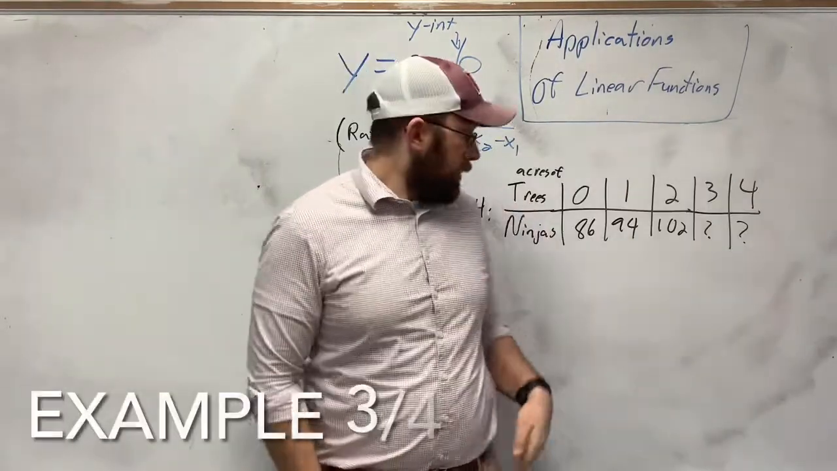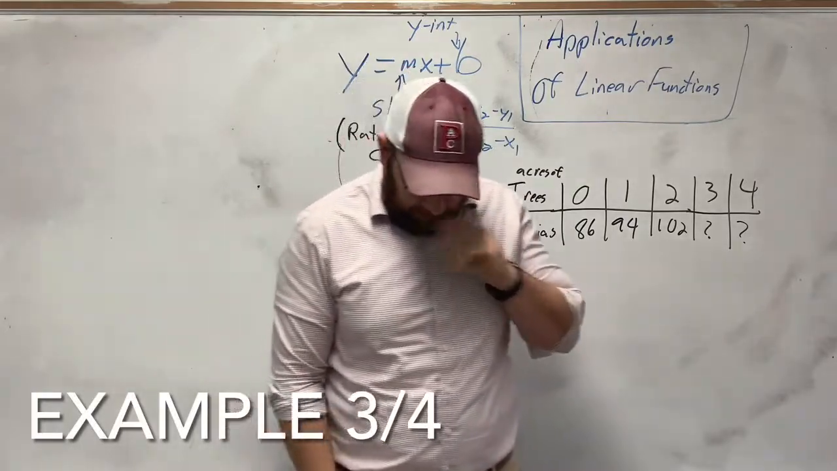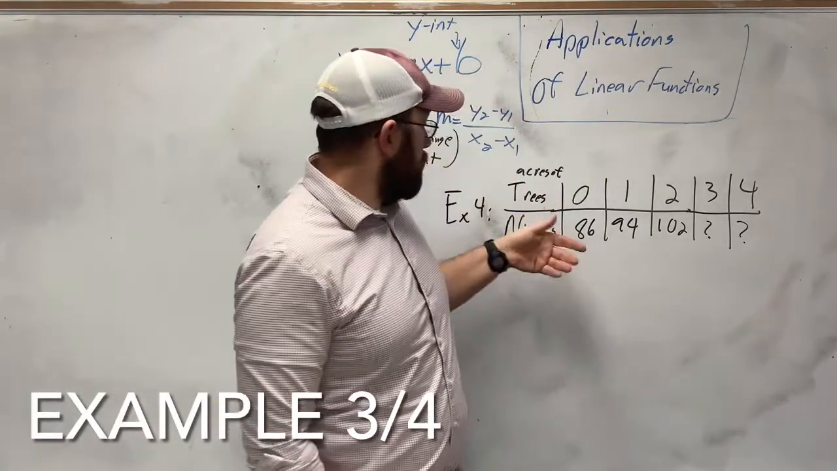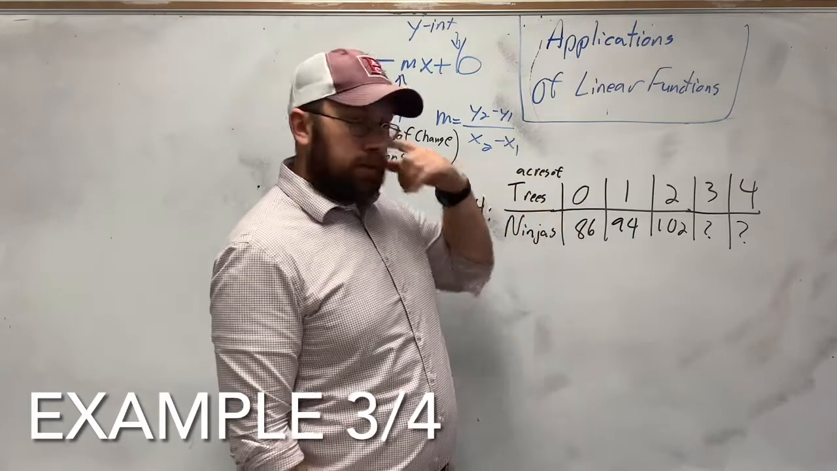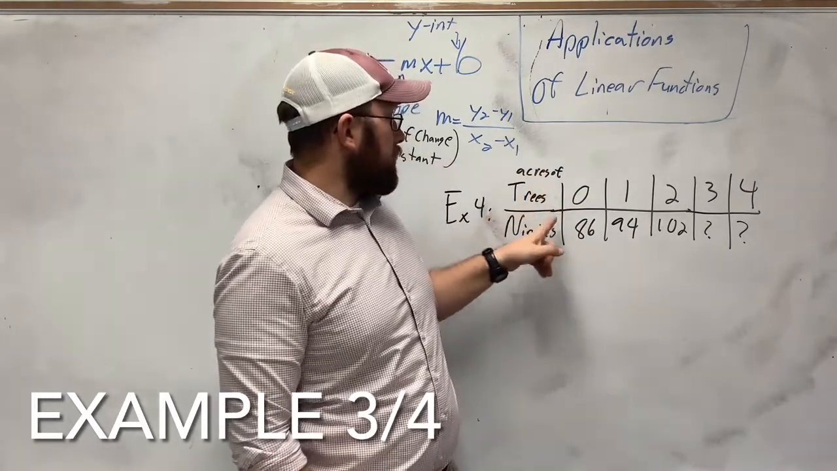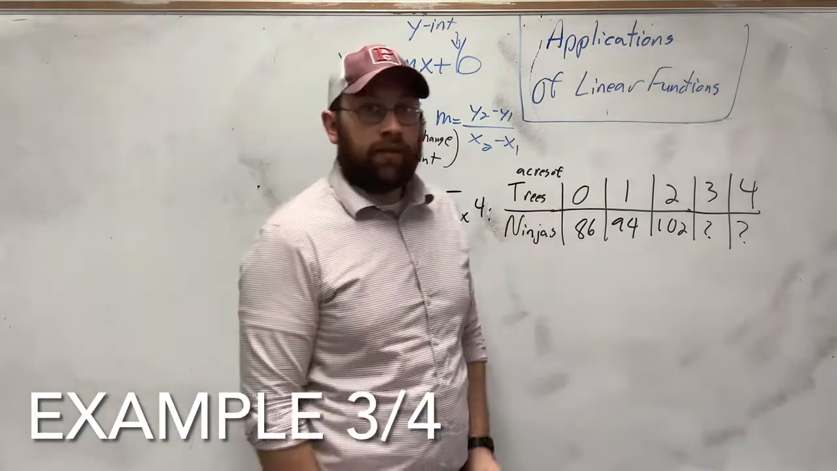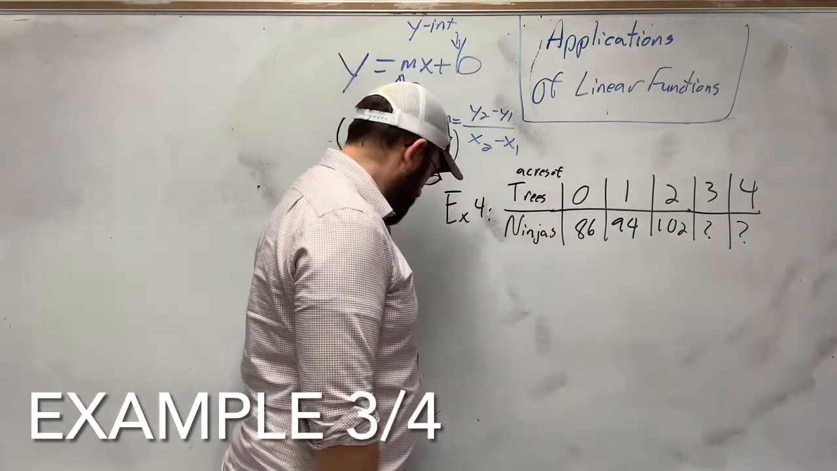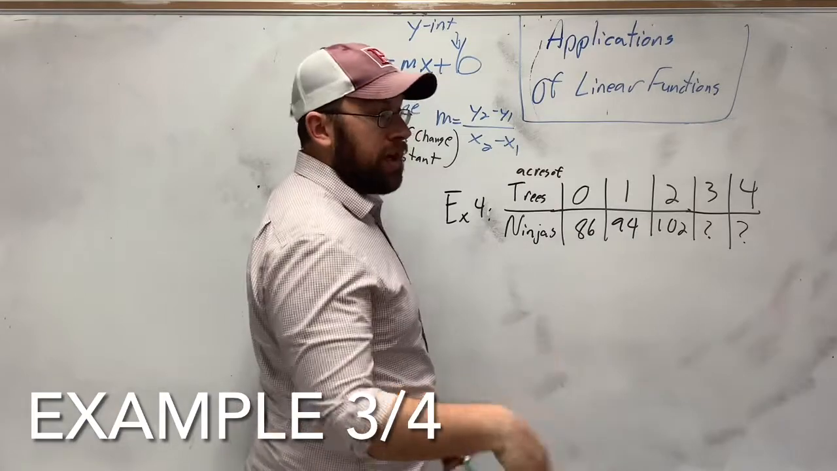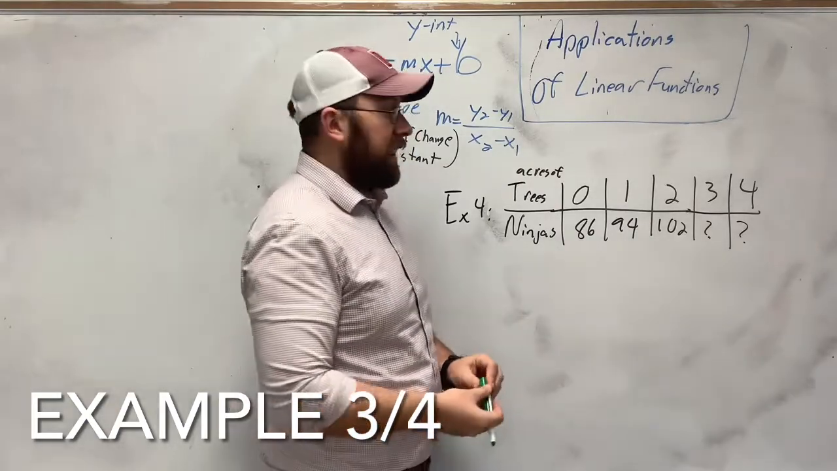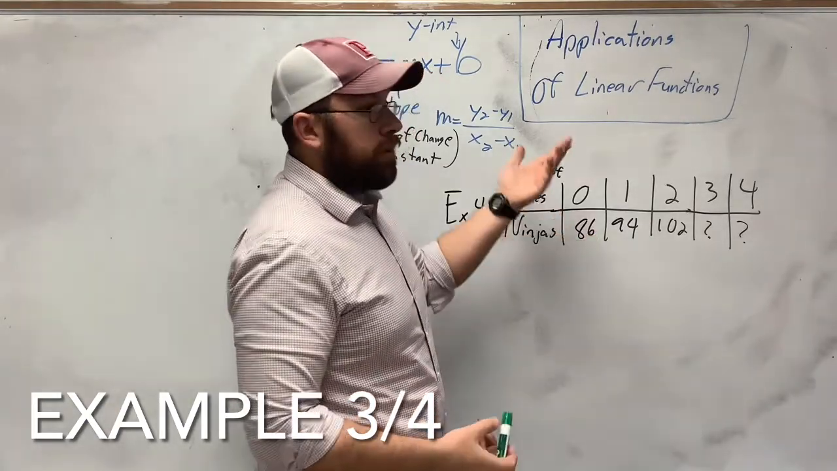All right, here's your example 4. I was just gonna do X and Y, but I decided to do different stuff. So acres of trees: for every acre of trees, how many ninjas do you have there? All right, because it really doesn't matter what your X and Y is, because all you're doing is finding the equation.